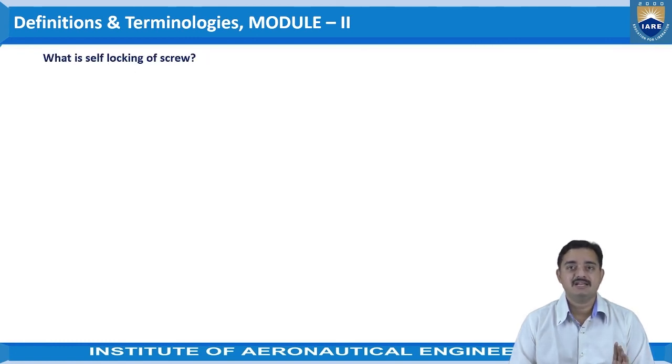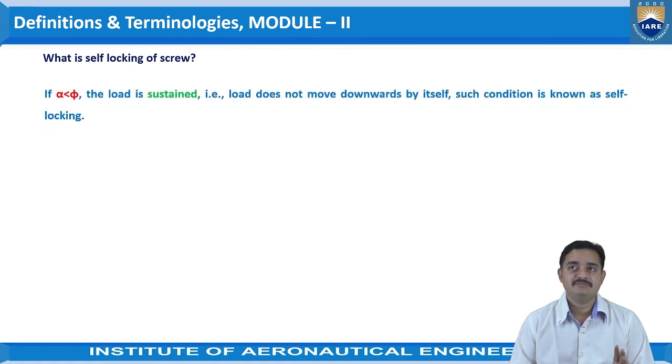Next one is, what is self-locking of screw? So the definition says, if alpha is less than phi, the load is sustained. So here, this is the case which we need in the application of a screw jack. The screw's inclination alpha should be less than phi, that is the friction angle. Then only the load will be sustained there, or else the load will slide down on its own, which is not required in this case. Hence, the load does not move downwards by itself. Such condition is known as self-locking.